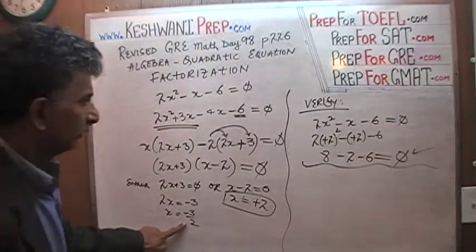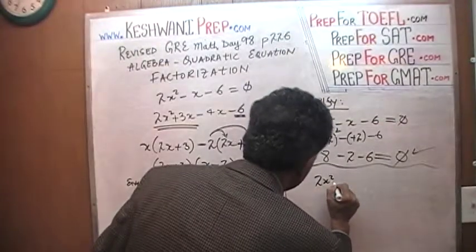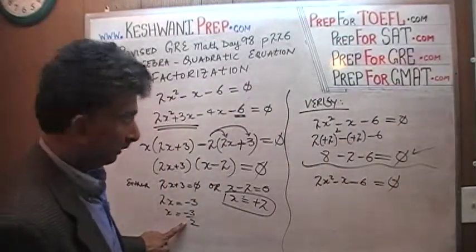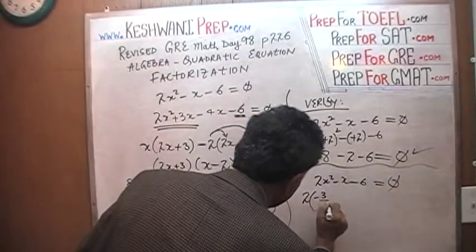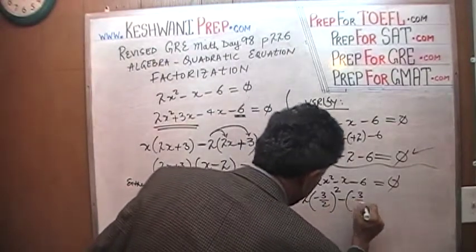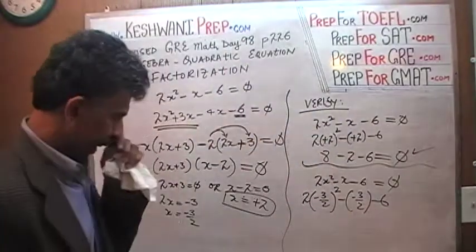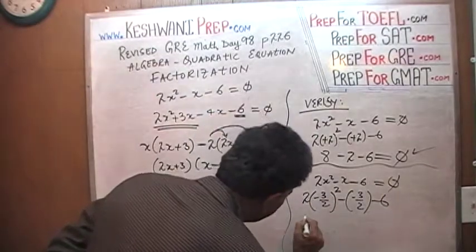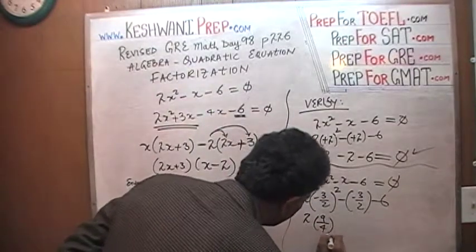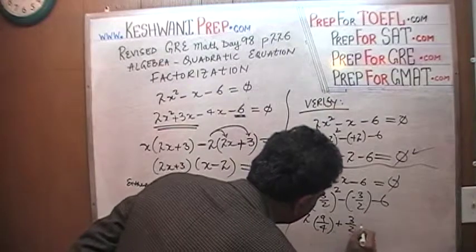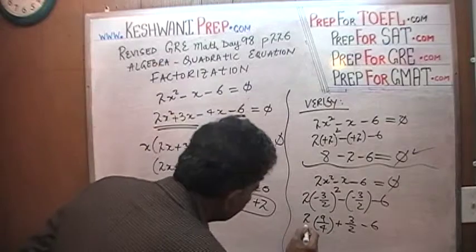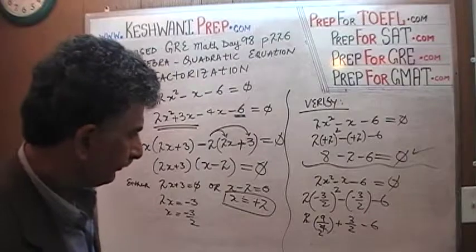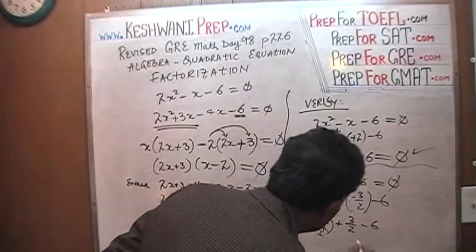Let's verify this root. 2x squared minus x minus 6 equals 0. Negative 3 halves is what we're going to put here. 2 times negative 3 halves squared, minus a negative 3 halves, and minus 6. If you open the parenthesis, negative 3 squared is positive 9, so we end up with 2 times 9 over 4, plus 3 halves, minus 6. The 2s are going to cancel out, and we end up with 9 halves and 3 halves and a negative 6.